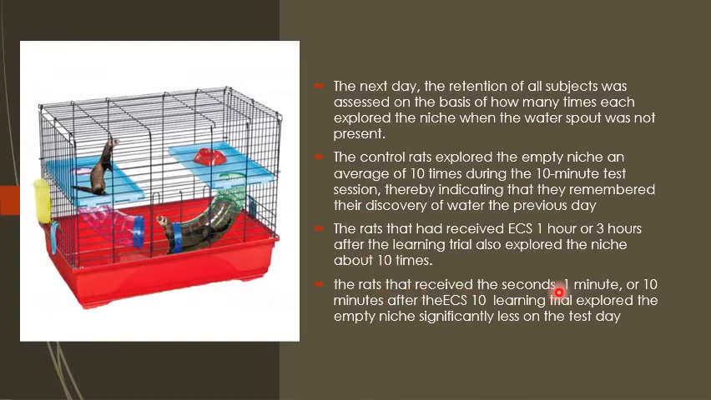However, the rats that received the shocks seconds, 1 minute or 10 minutes after the learning trial explore the empty niche significantly less on the test day, compared to the control condition and those rats that were given shocks 1 or 3 hours later. The rats that were given shocks after 1 minute or 10 minutes or seconds forgot. Okay, so this goes to show that memory consolidation forms between around 10 minutes and 1 hour.